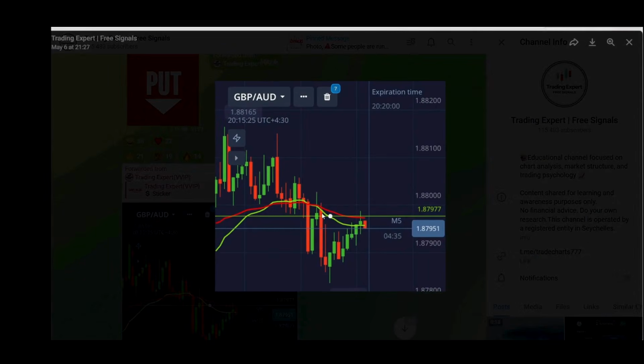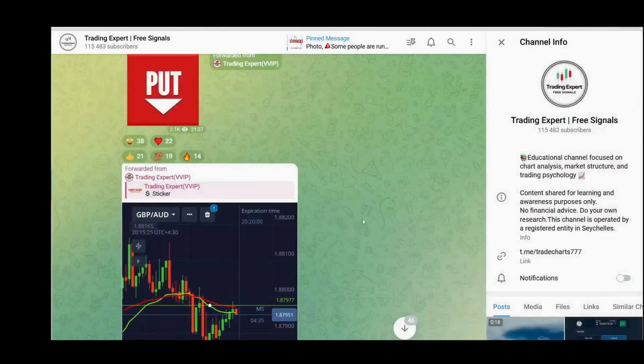Moving on to the next trade, which we provided on GBP/AUD for another downside move in the VIP group. The logic was that there was a resistance level here, and the moving average was also here. So we got an entry at the resistance level above the moving average, and this was a clean win.